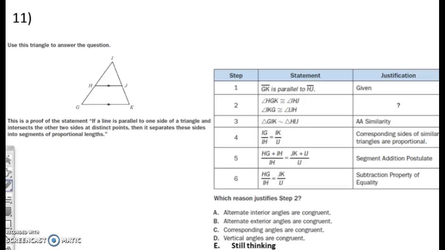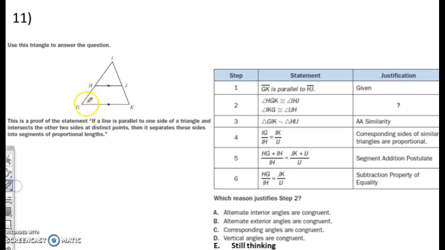So use this triangle to answer the question. And we are doing a proof, and we're trying to fill in this step of the proof. So I'm going to go ahead, first I'm going to look at what's given above it. So I always like to look above the step that I'm on, and in this case there's only one step above it. But it says GK is parallel to HJ.